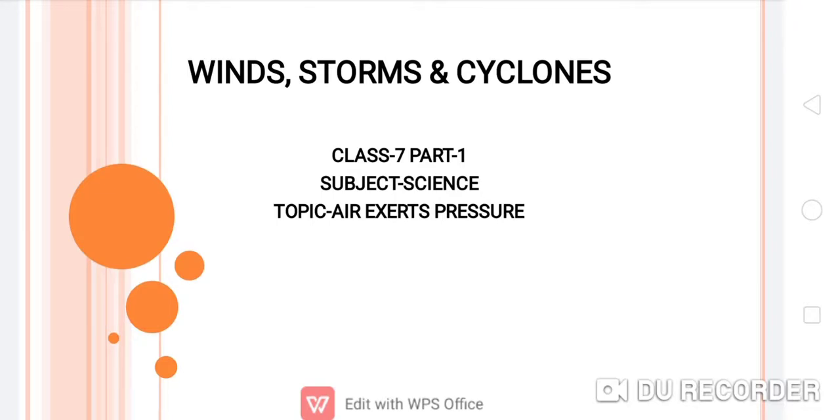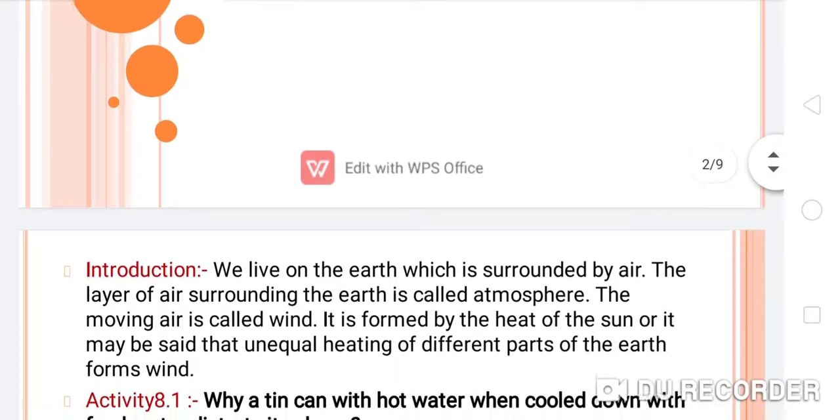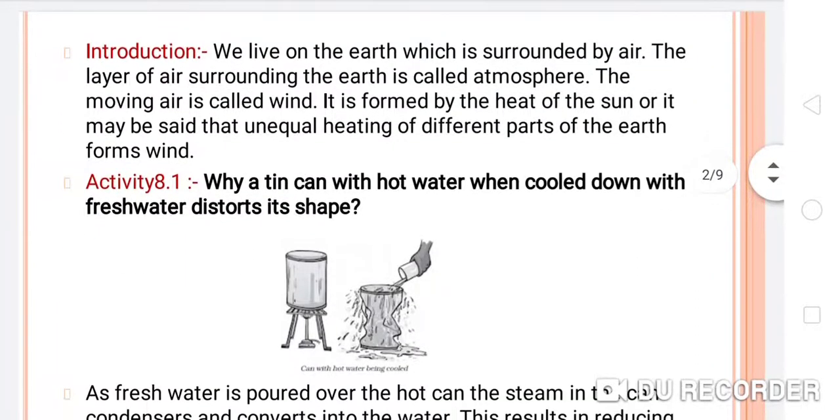Class 7th subject science. And students, today we are going to discuss a new chapter, that is Winds, Storms and Cyclones. And this is the first part of this chapter. And we are going to discuss the topic today, that is air exerts pressure. So let's start, students. What is the introduction?